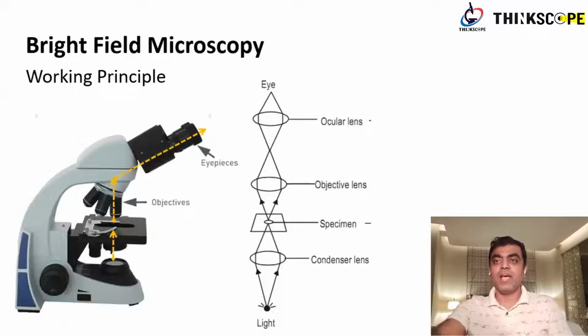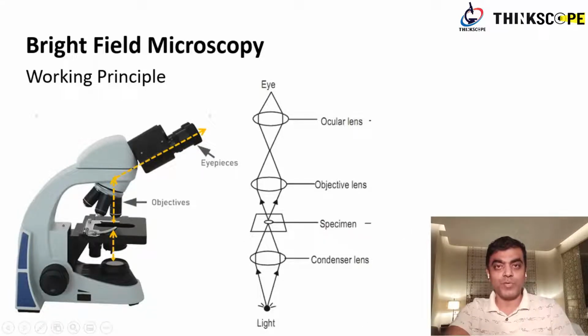First of all, I think all of you are very well versed with a microscopic configuration. So this is the eyepiece, and from the eyepiece, if you move down, then you have the objectives, and the objectives are positioned in a nose piece. Below you have the stage, then the condenser, and then the light source.